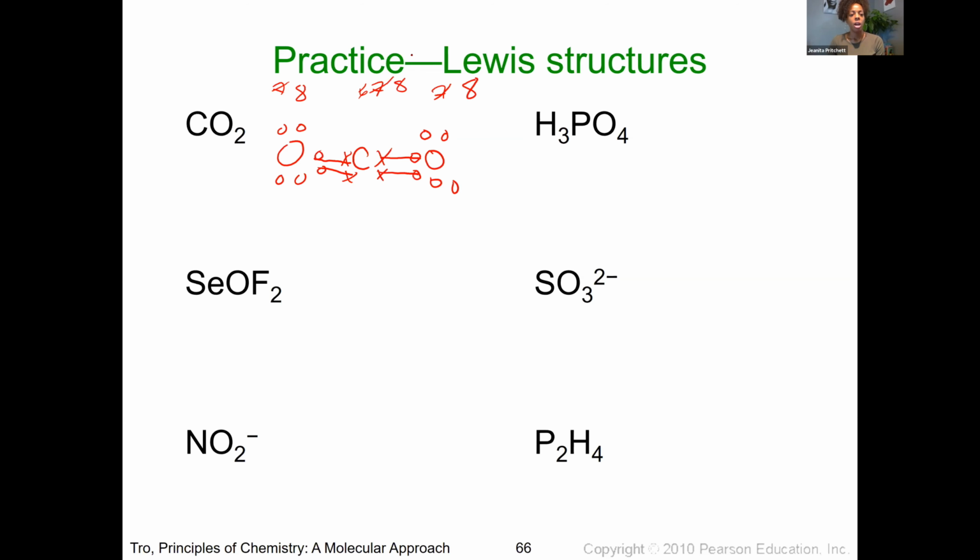Okay. All right. For the next one, SeOF2, who would go in the center? So you should say Se should go in the center. It's the furthest from fluorine, followed by oxygen and fluorine on the outsides, symmetrically for right now. We give each atom its electrons. So fluorine would get 7.